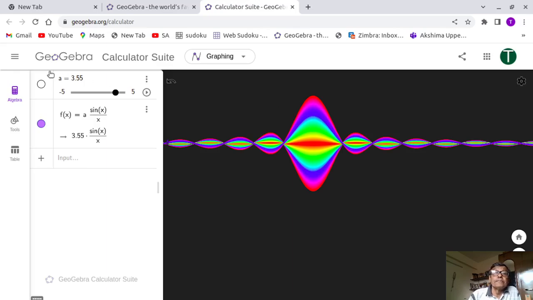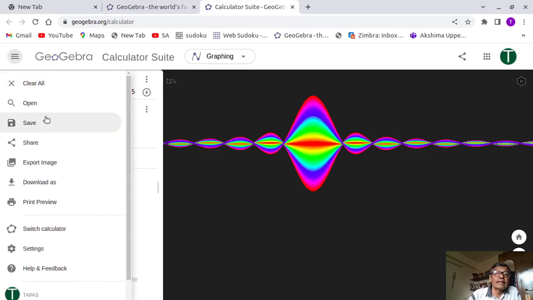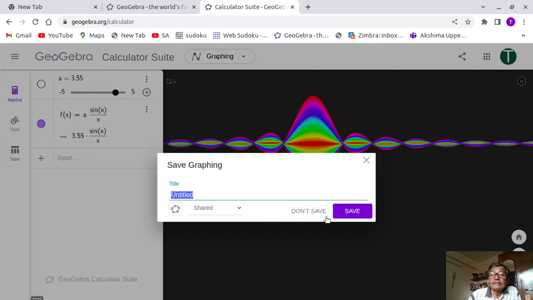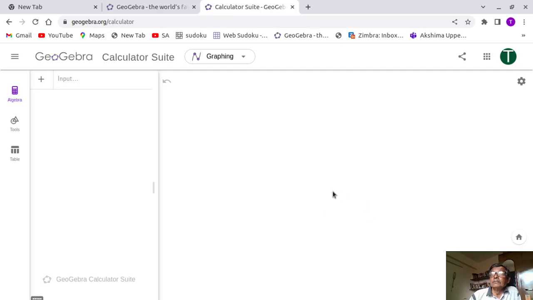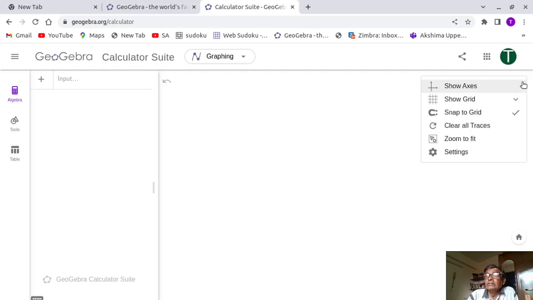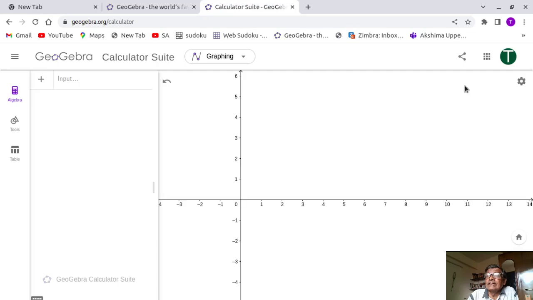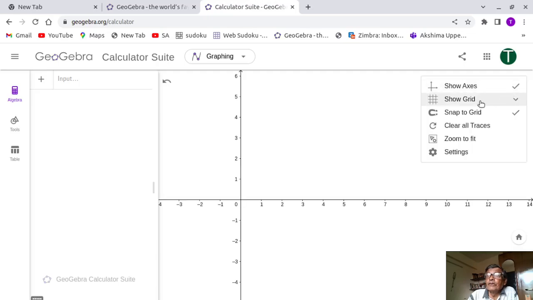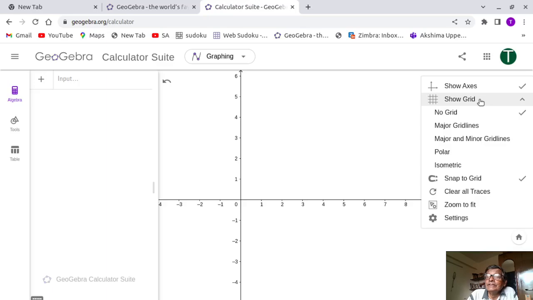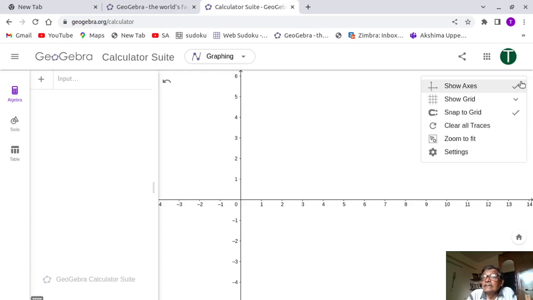Okay, how do I do it? You clear all, I do, don't save, and it will be like this. And also you bring your axis, which is important for doing serious maths, and show grid, yes, grid is yes, and show axis I have shown.